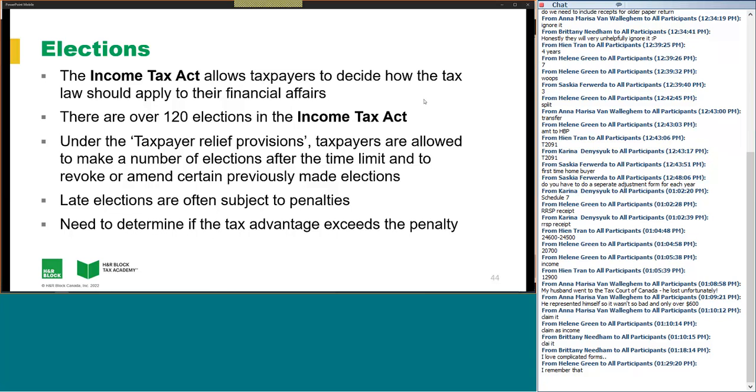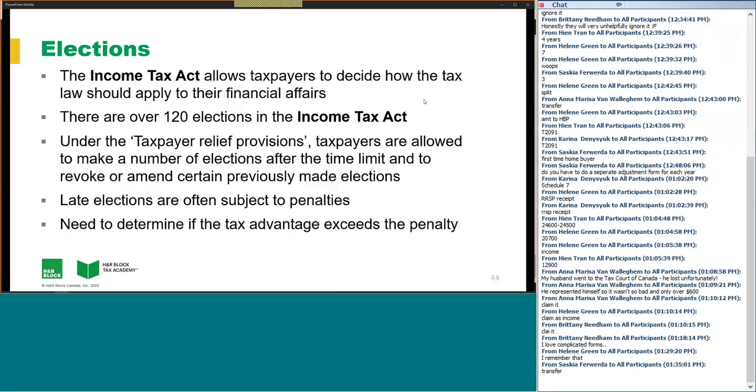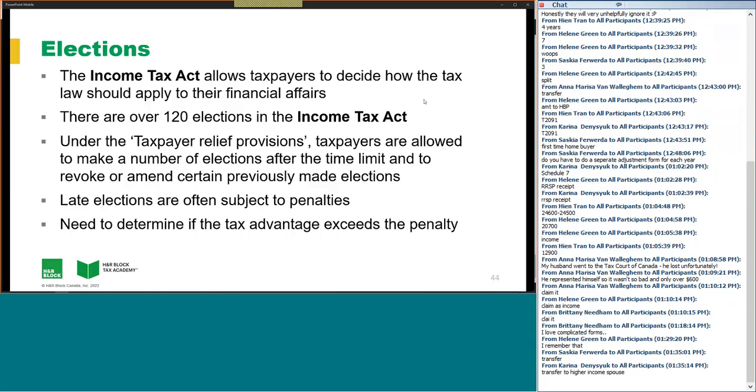You can choose to give it to the higher income person, provided it either creates or increases a spousal amount for you. That's an election. If you didn't do it and you want to go back and fix it, you can, but there may be penalties. So the late penalties for election are a percentage of the difference to a maximum of $8,000 per year.